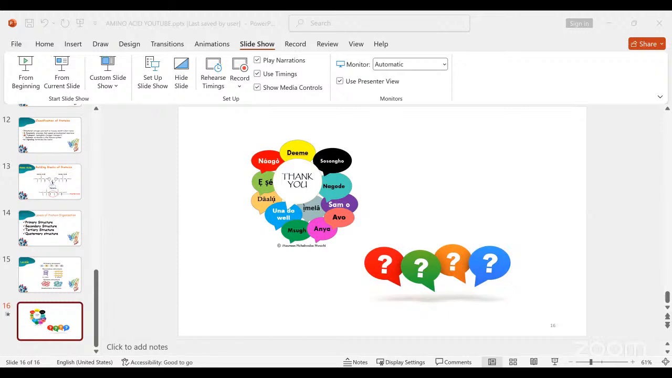So the building blocks are the amino acids. Those are the amino acids that make up the protein. And the overall structure of the protein is determined by the sequence of the individual amino acids that are found in that protein.